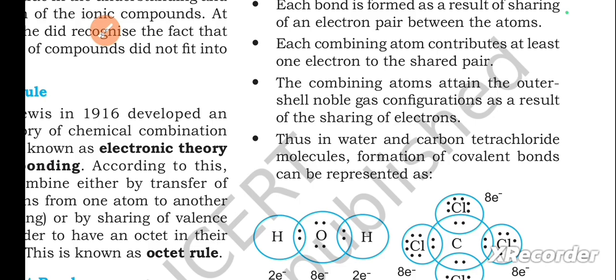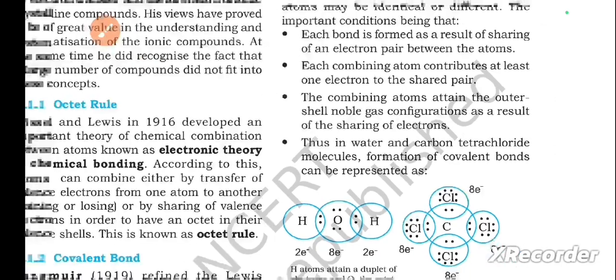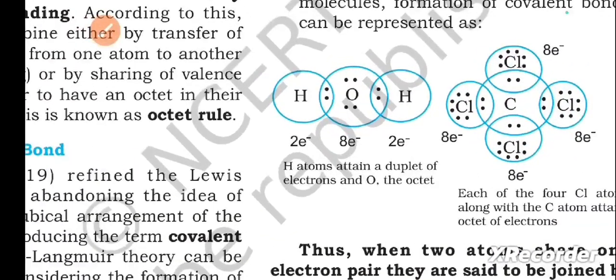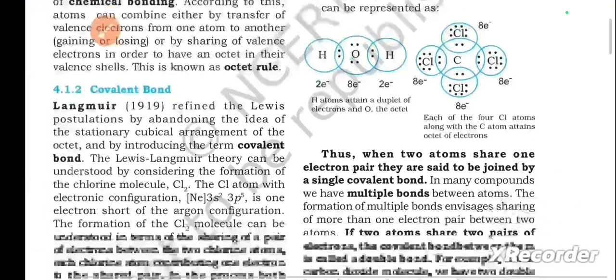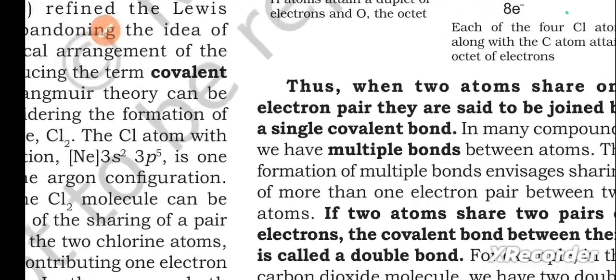Fourth, thus in water and carbon tetrachloride molecules, formation of covalent bonds can be represented as so. Here H atoms attain a duplet of electrons and O, the octet. Okay, these figures I will provide you. You can check them out.